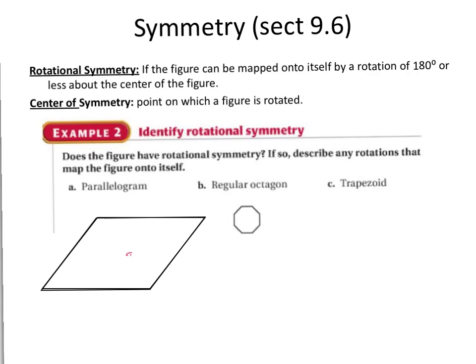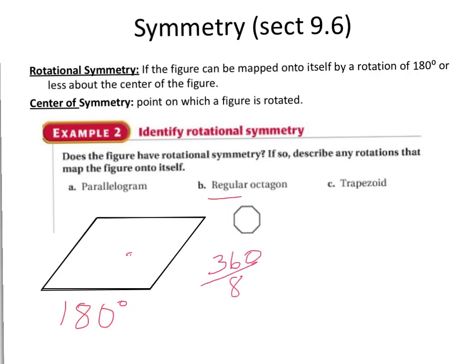So the parallelogram has one of them, and it is 180 degrees. Now I'm not going to take the time to take my regular octagon and draw it and flip it and rotate it and stuff, but on a regular octagon, anytime it has that word regular in it, then regular means that it's going to spin around as many times as there are sides. So the whole way around is 360.